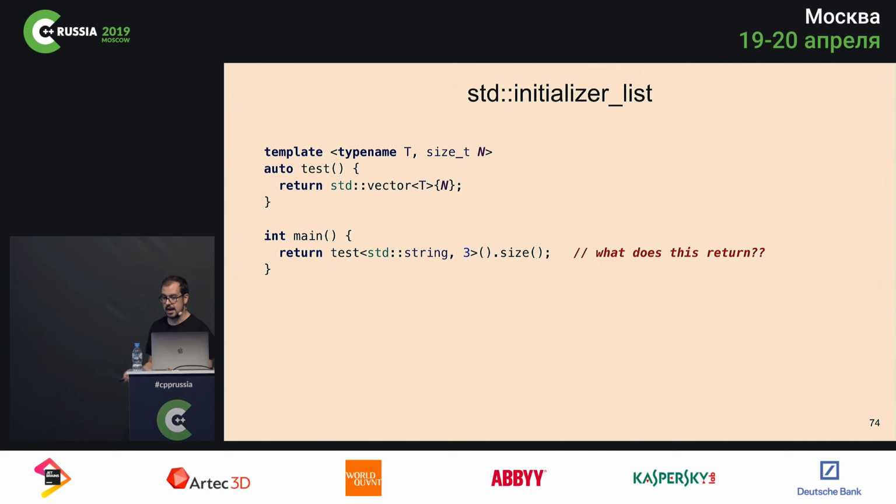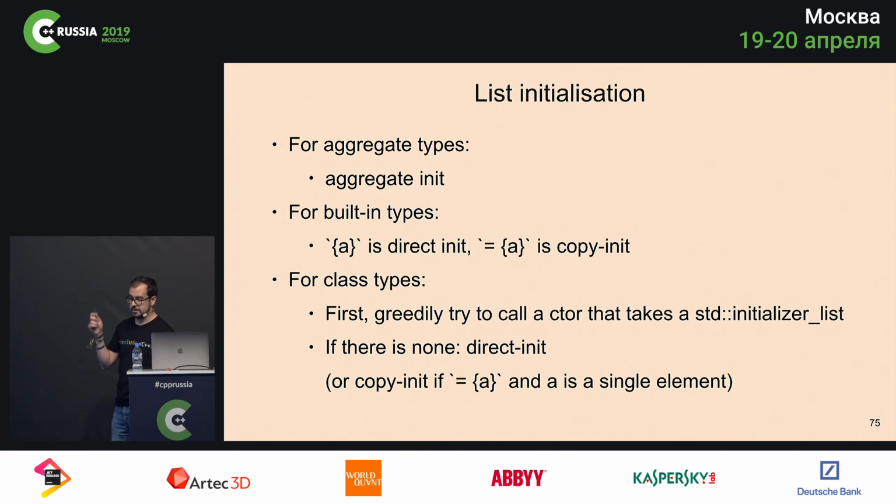So what does list initialization actually do? All right, so obviously for aggregate types, it's going to do aggregate initialization, just like it did before. For built-in types, like int or float, direct list initialization is going to do direct initialization, and copy list initialization is going to do copy initialization, so that's also not very surprising. For class types, it first greedily tries to call a constructor that takes a std::initializer_list. And it's going to try to find all kinds of weird conversions in order to be able to do that. And only if it absolutely cannot call a std::initializer_list constructor will it do the same thing as the parens. It's going to just call a constructor using overload resolution.